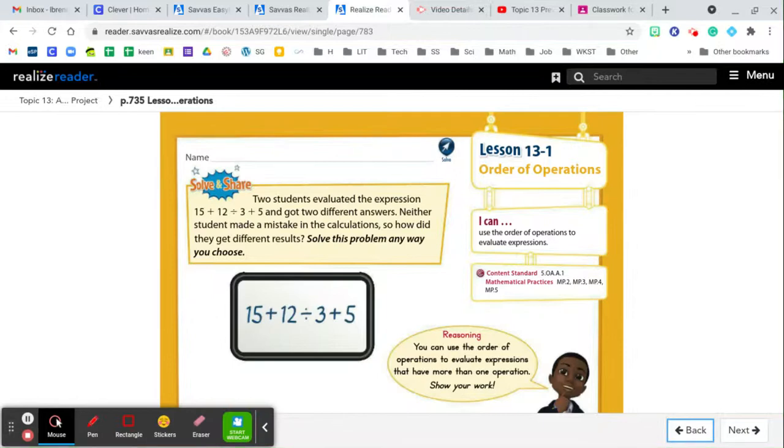All right, we're going to talk today about the order of operations, lesson 13-1. I can use the order of operations to evaluate expressions. This is a rule of math.